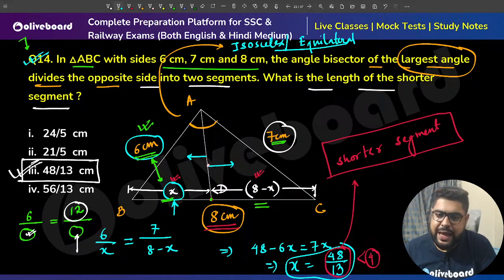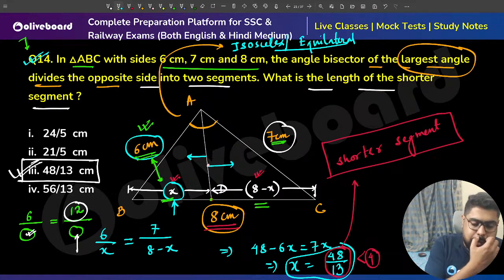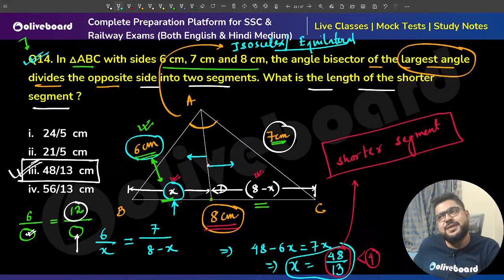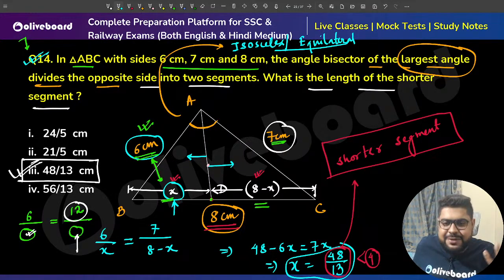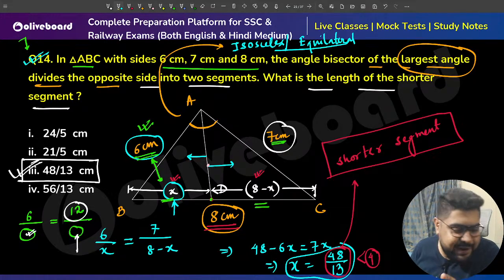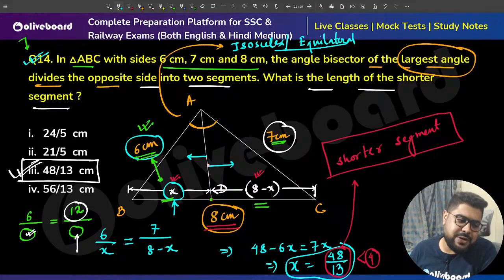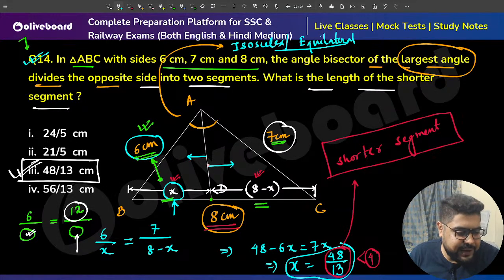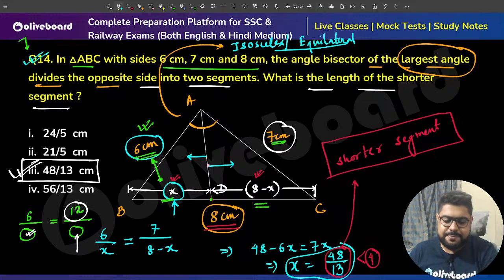Clear, Sashi? Apollonius is for a median, but for many triangles, for example an equilateral triangle, the median, the angle bisector and the height are all the same line. So you can also think that way, most definitely. Perfect. Let's continue, sir.